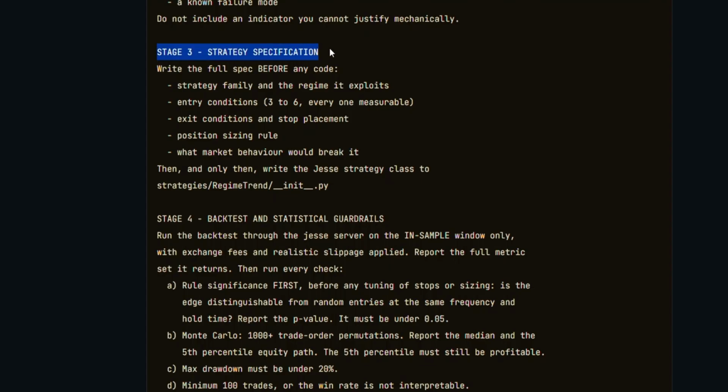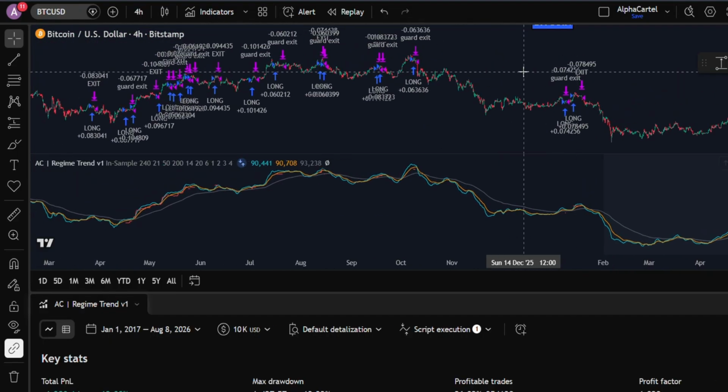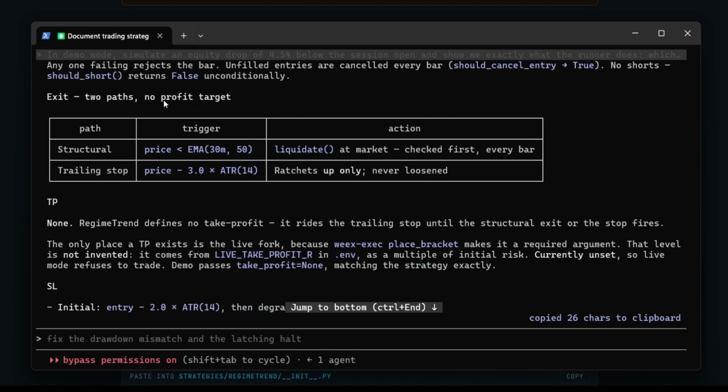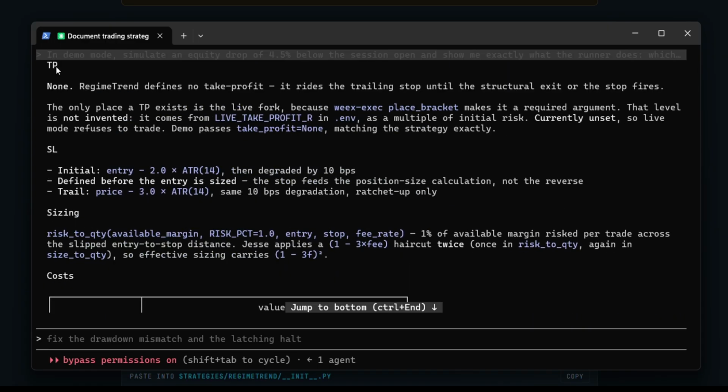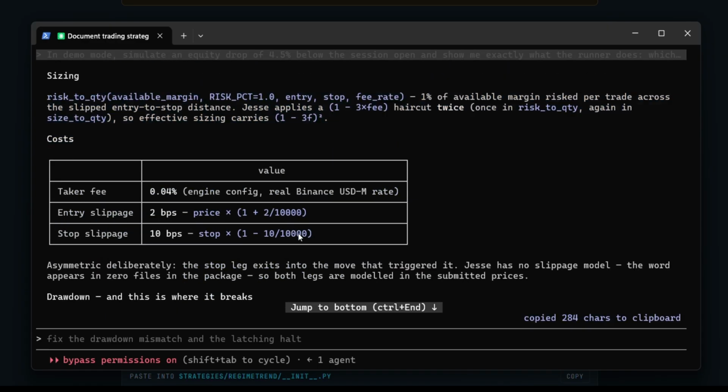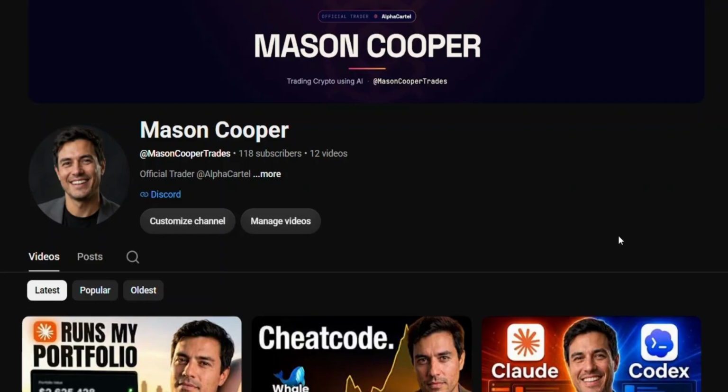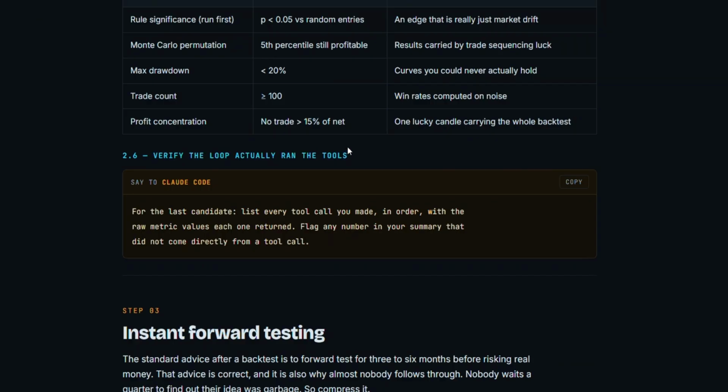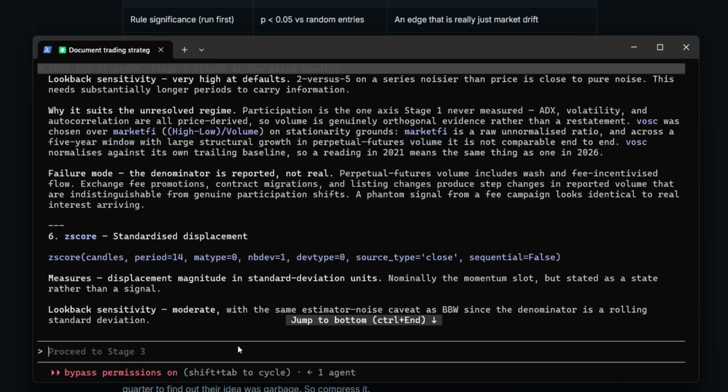Stage 3. Engineering. The specification gets written in full before any code exists. Entry conditions, exit conditions, stop placement, position sizing, and what market behavior would break it. 3 to 6 conditions, every one measurable. Then, and only then, it writes the Jesse strategy class.